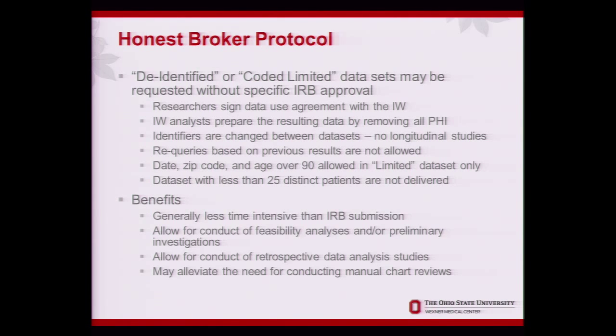So the process there: researchers sign a data use agreement with the IW. The analyst prepares the data, stripping out PHI. In the coded limited data set, there's some identifiable information, but generally it's still hard to re-identify the individual from that. The example would be a zip code. Requeries are not allowed. In the limited data set, the date, zip, and age over 90 are the identifiers which are allowed. And then a data set which results in less than 25 patients will not be returned to the researcher. That's a threshold based on small populations.